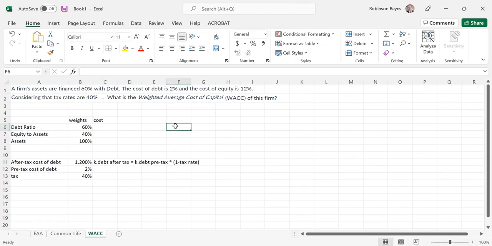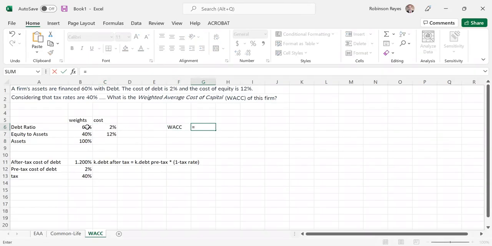So when we are calculating the WACC, let's consider the after-tax cost of debt. The pre-tax cost of debt here is 2%, and the cost of equity is 12%. And now when we calculate the WACC, the WACC will be simply the weighted average. So what is the weight of my assets, how much of my assets are financed with debt, and then that multiplied by the after-tax cost of debt, plus how much of my assets are financed with equity, and that multiplied by the cost of equity.